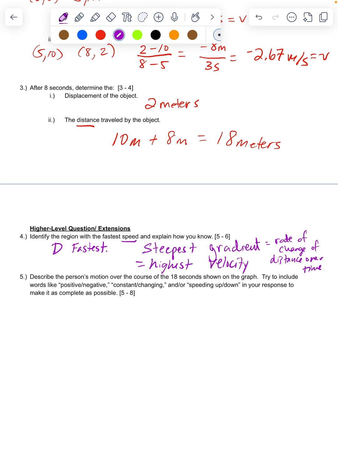We can see that D is the fastest, and then we've backed up our answer with some reasoning, showing our understanding that gradient represents velocity. So the steepest gradient represents the highest value for velocity.